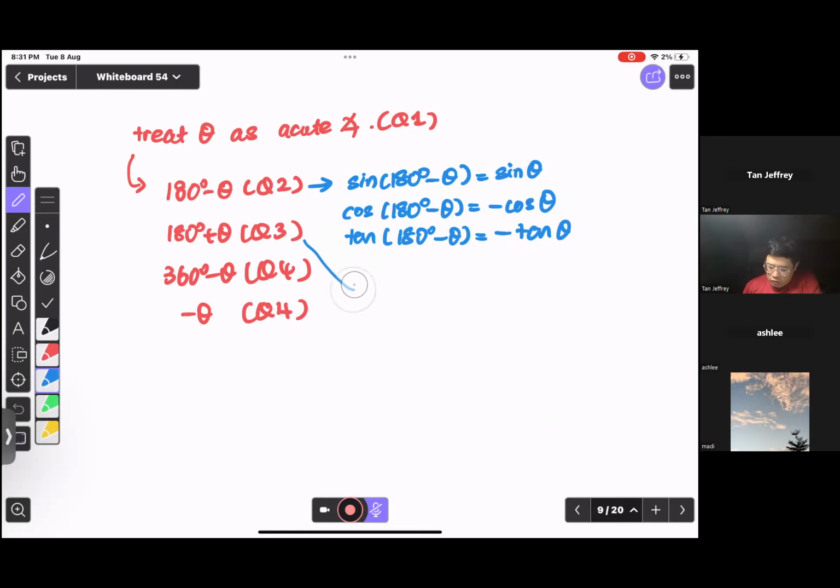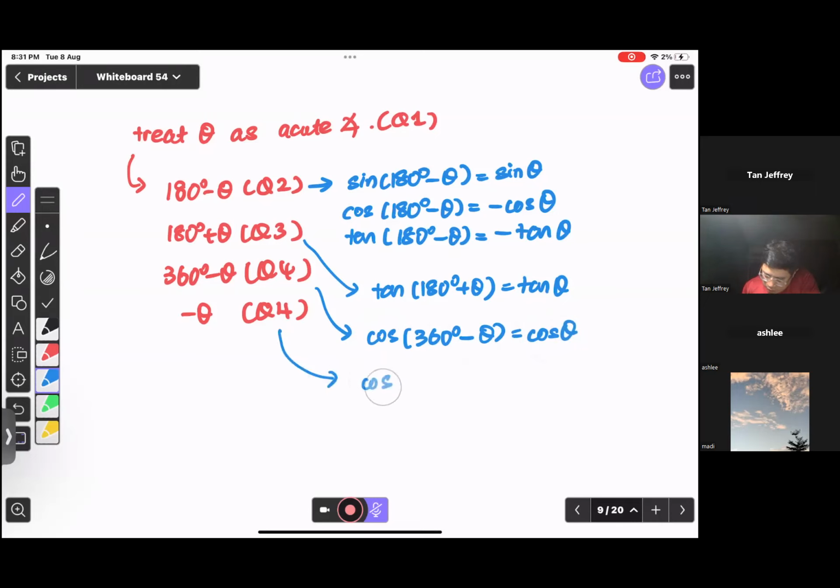Then for this one, you remember I did this in class also. So this one, tangent will be positive. The rest will be negative. Tangent will be positive. This one, cosine will be positive. The rest are all negative. Cosine will be positive. This one also, cosine will be positive. The rest are all negative.